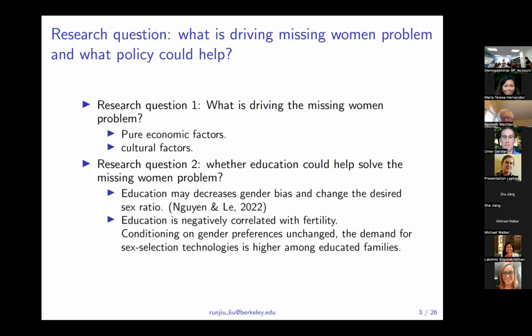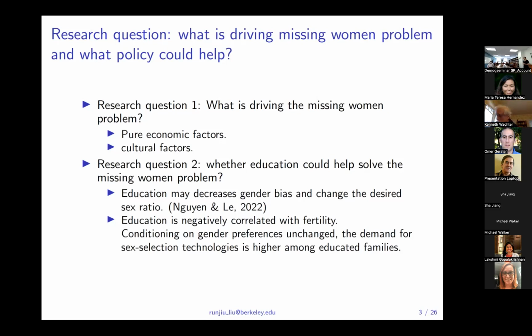So there are two research questions I would like to address in this project. Research question number one: what is driving the missing women problem? In the previous literature, there are two main strands of factors. The first one is the pure economic factor. If you imagine a very poor family in a developing country that suffers from not getting enough food for the child, then you can imagine they prefer sons relative to daughters because they want sons to be more productive on a farm to support the whole family.